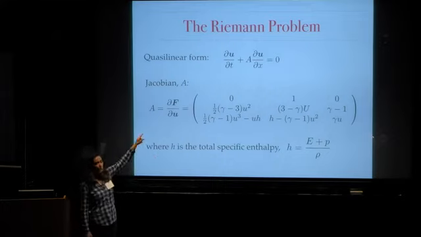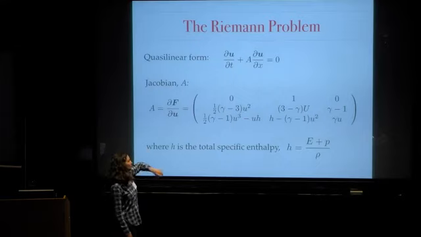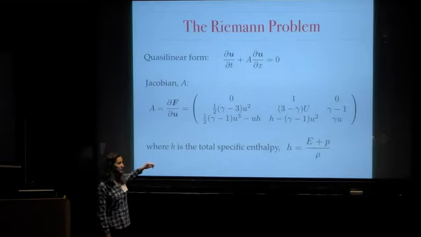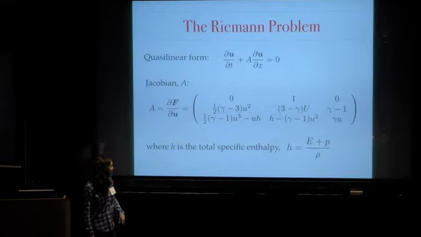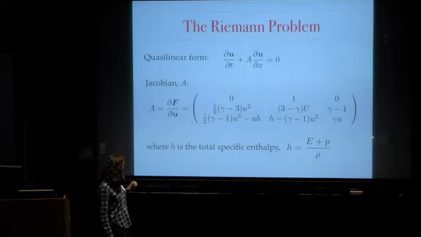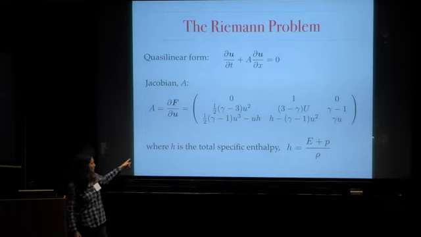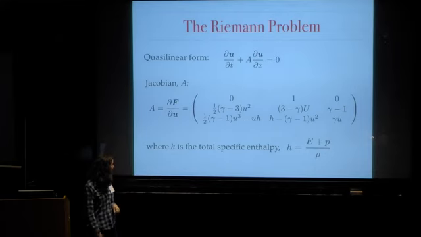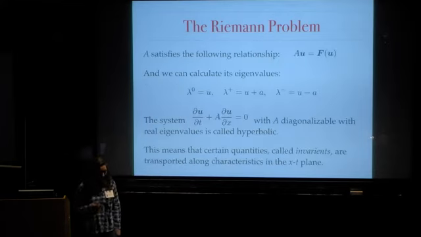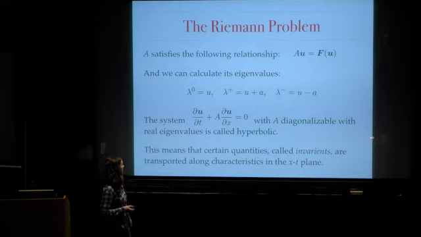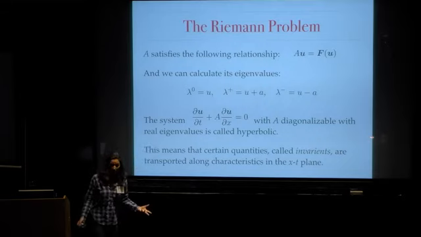Basically, you just have to define U such that the first variable is density, the second variable is momentum, and the third variable is energy, and do your substitutions, and then you actually can come up with this Jacobian. Here I've also just swapped in H, the total specific enthalpy, for conciseness. And so what's special about this Jacobian is that it satisfies this relationship: AU is equal to F of U, and we can actually calculate the eigenvalues for it.